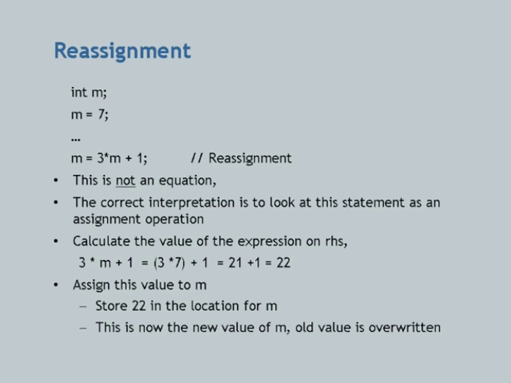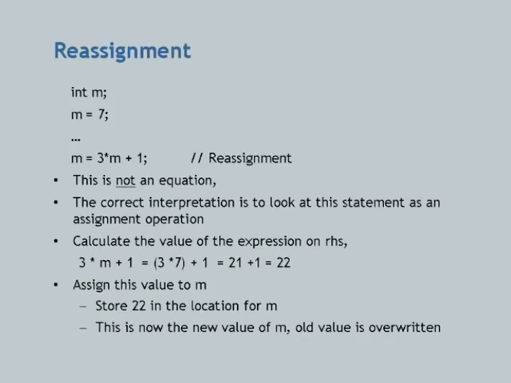The interpretation is first evaluate the expression on the right, whatever is the value, assign this value to m. What it means is store 22 in the location that was assigned to m. And what it also means is that the previous value will be wiped out. So from this point onwards in our program, m will continue to have value 22 unless reassigned again. So this reassignment is very central to many of the computations that we will do using C or any other programming language. So in a nutshell, such things are not equations. Just because there is an equality symbol here, we must remember that the equality symbol in C++ represents an assignment operation. And you evaluate the right hand side, calculate the value, put it on the location.